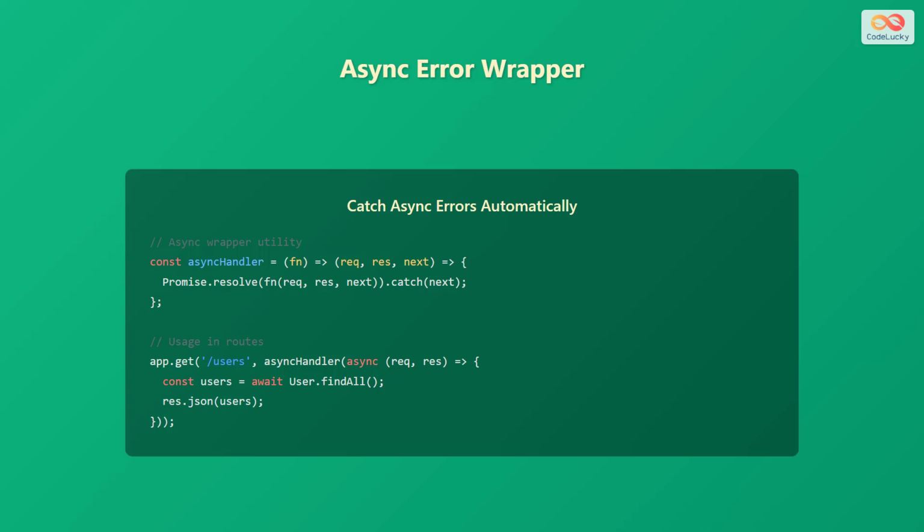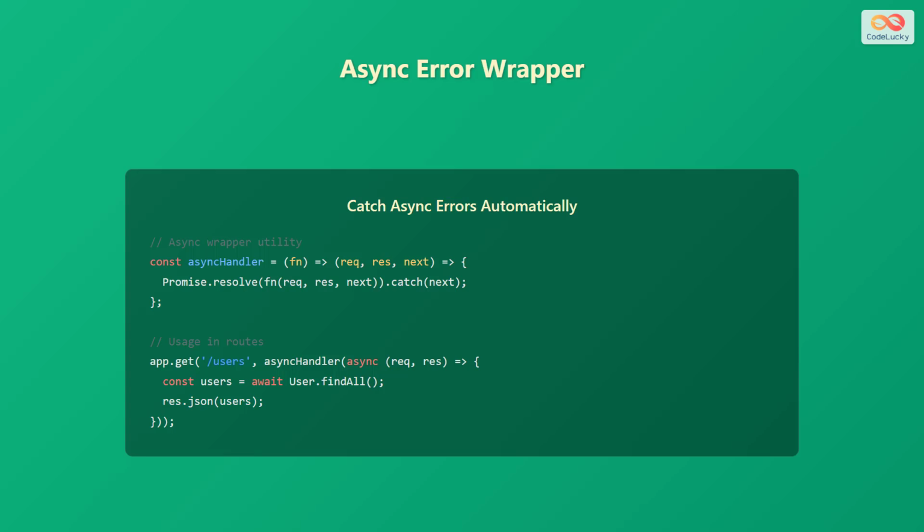Define the async handler function. This function takes a function, fn, as its argument and returns a new function that wraps the original function in a promise. When the wrapped function is called, it executes the original function with the request, response, and next objects. Any errors that occur during the execution of the original function are caught and passed to the next function, which is the error handling middleware.